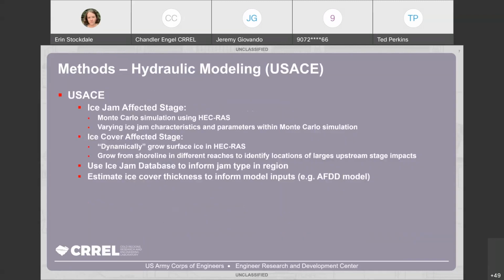So what happens when you don't have any sort of observations? I would say this is likely a more common situation, where you're not going to have any records, but you need to do some sort of analysis on what ice-affected stage frequency might be at a certain location. For the Corps, we approach it in two different ways. It's kind of the same idea, but looking at two different mechanisms. If we look at ice jams, we want to see what an ice jam might do to our stage.